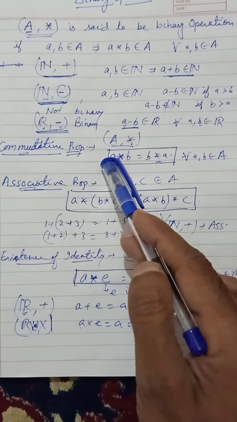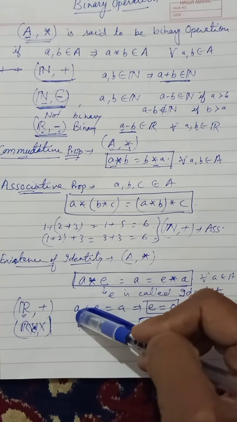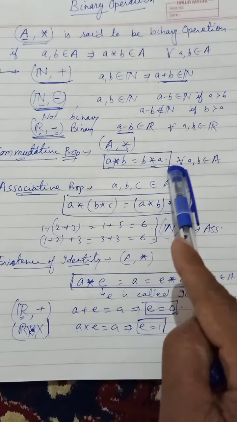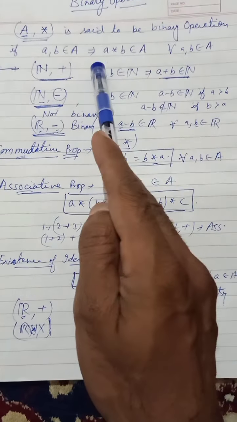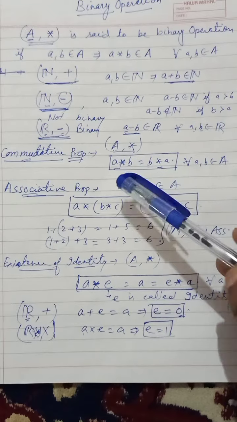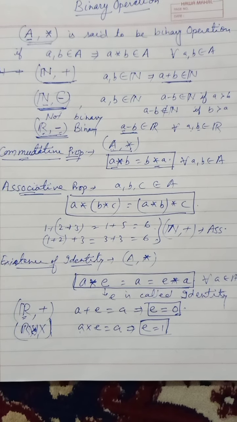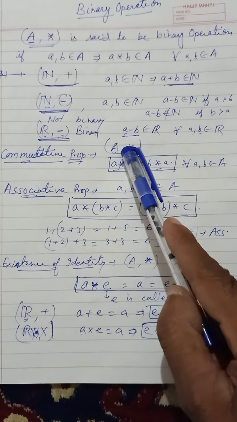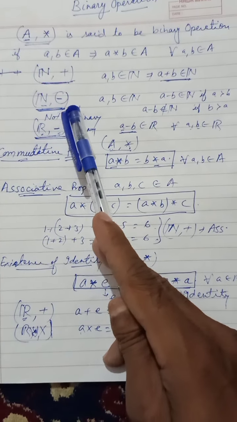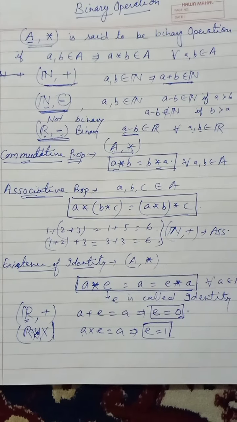Okay, that means if we take the set of natural numbers with addition, then a plus b or b plus a, this is always equal for all elements a, b. That means the set of natural numbers with addition always satisfies the commutative property. If we take multiplication, multiplication also satisfies: a into b is always equal to b into a. That means multiplication also satisfies the commutative property. Okay. What about subtraction? We know that a minus b is never equal to b minus a. That means real numbers with respect to subtraction don't satisfy the commutative property. Okay.